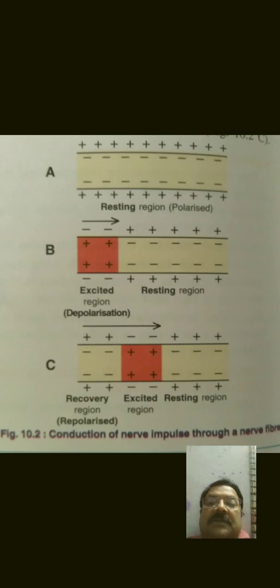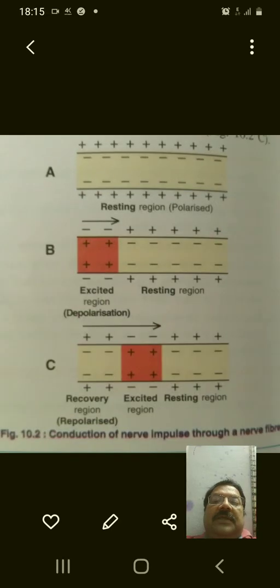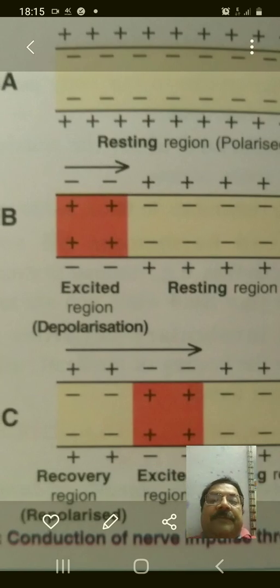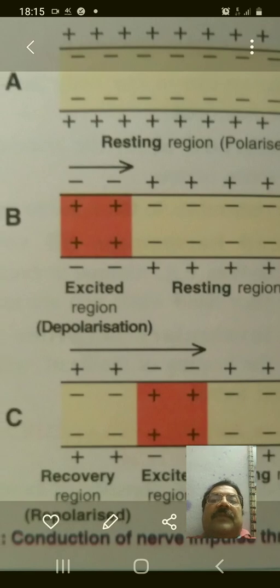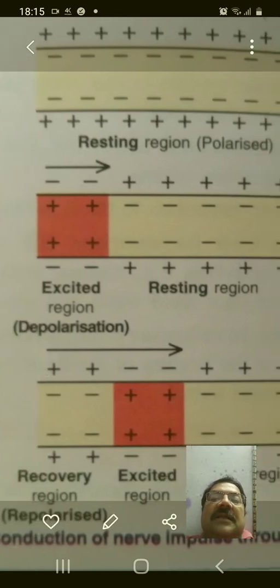Now see, the first one you see here in A. You can see here that in a nerve, in the polarized state, or you can say resting state, the positive charge is outside the nerve, and inside there is the negative charge.